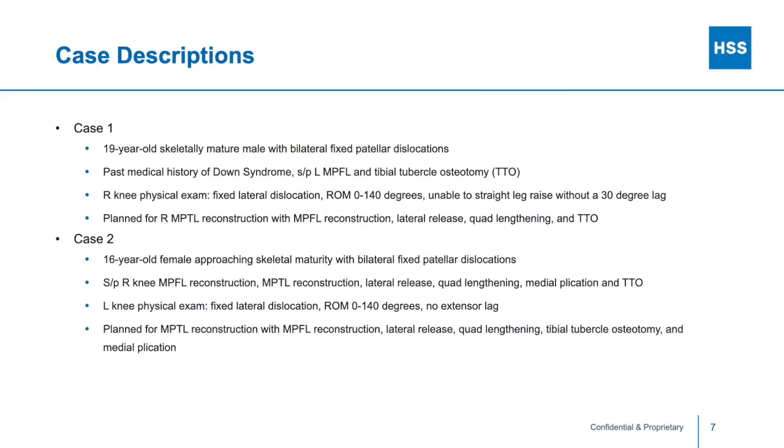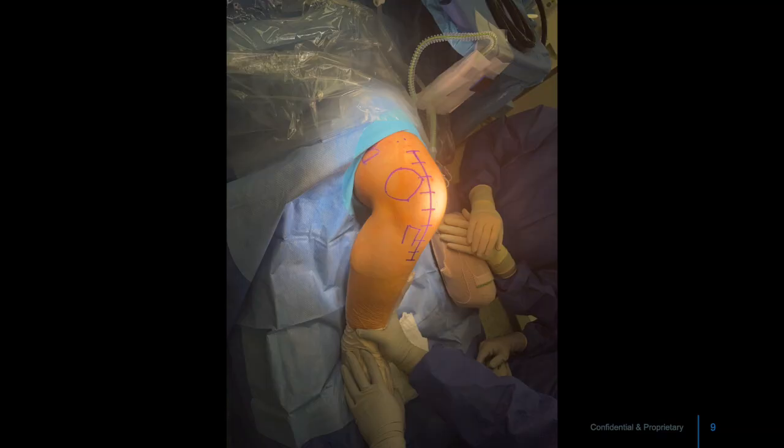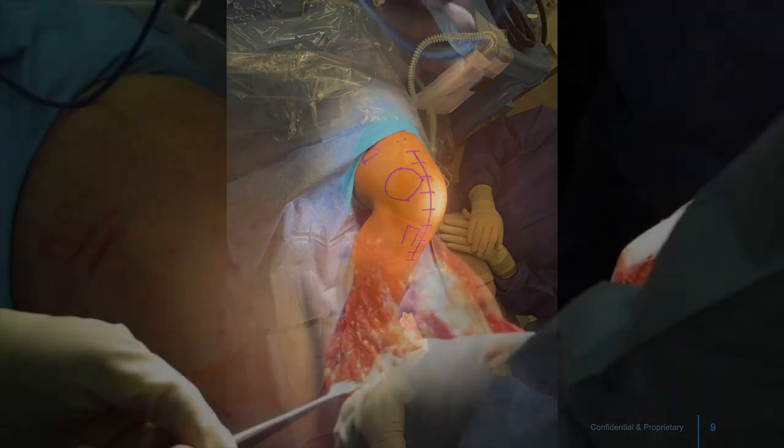We show here images and videos of two cases of patients undergoing combined MPFL and MPTL reconstruction. The case begins with a diagnostic knee arthroscopy, depending on surgeon preference. Otherwise, anatomic landmarks including the patella and tibial tubercle are marked. A midline incision is made, keeping in mind the potential for future knee arthroplasty.